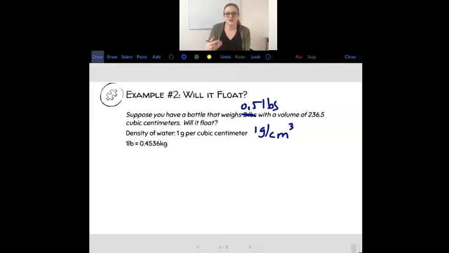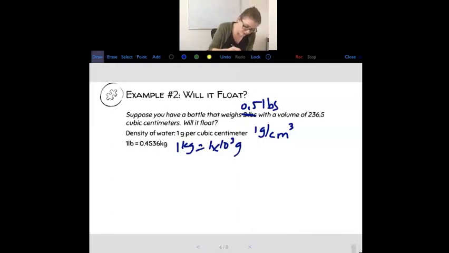So when we're trying to compare our density of the bottle to the density of water, we want to get it into grams per centimeter cubed. We have centimeters cubed, but we need to get from pounds to grams. Your conversion factor here is pounds to kilograms, but remember, you can use your metric prefixes in order to get to grams. Okay, 1 kilogram is 1 times 10 to the third grams, so you can use that as well.